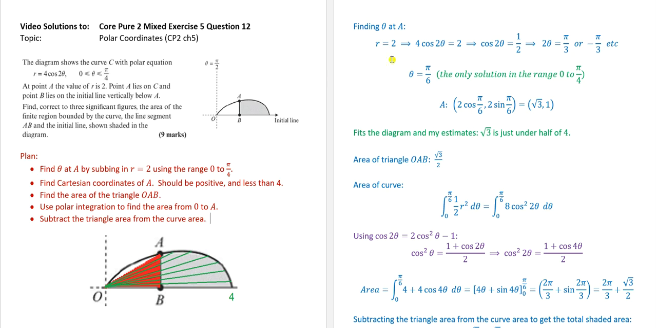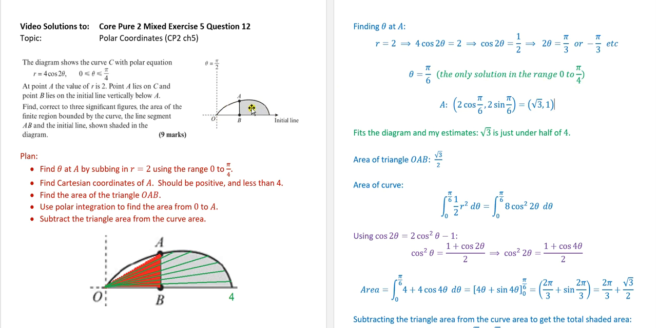So let's find the value of theta. We sub in r equals 2, and we can calculate that theta is either going to be pi by 6 or minus pi by 6, but pi by 6 is the only solution that works here. Pi by 6 is sensible, that's 30 degrees. It's consistent with the fact that we're only looking for values between 0 and pi by 4. And then I can work out the Cartesian coordinates by using r cos theta and r sin theta for x and y. That gives me x equals root 3 and y equals 1.